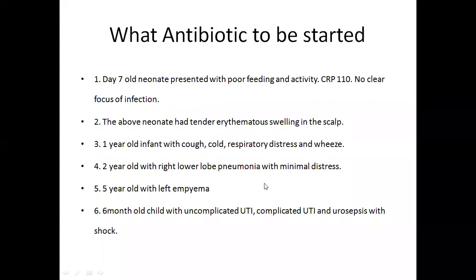Here is a blood-brain barrier. It is respiratory penetrable, with local concentration. So respiratory penetrability is more with linezolid than vancomycin. That's why my choice in stable empyema is linezolid.